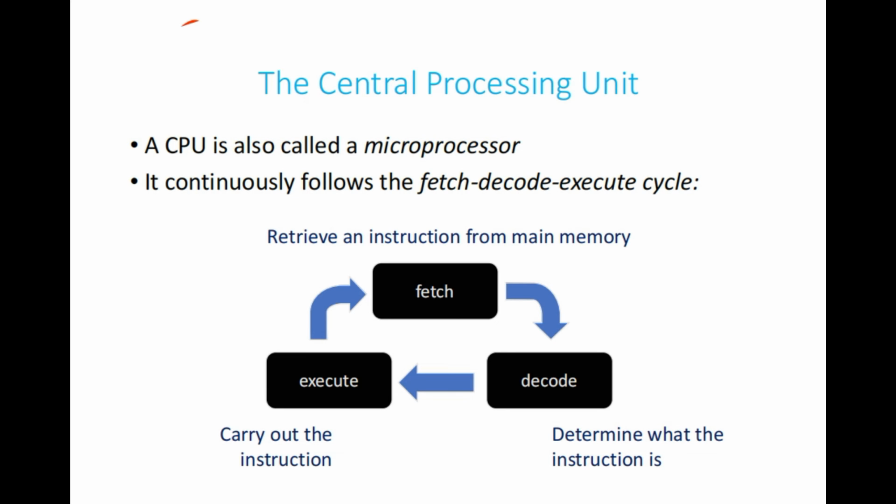The CPU, the central processing unit. So the CPU is also known as the processor or the microprocessor. It continues to follow the fetch, decode, execute cycle. So these are the three stages. This is the cycle of a CPU. So there is fetching, there is decoding, and then there is execution.